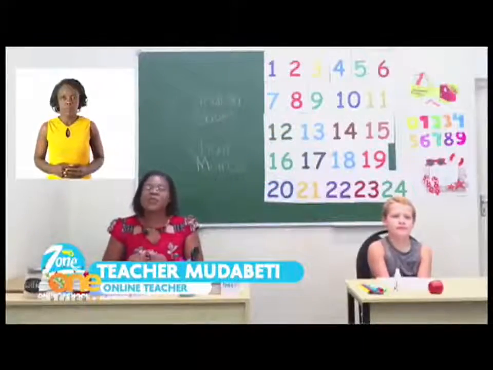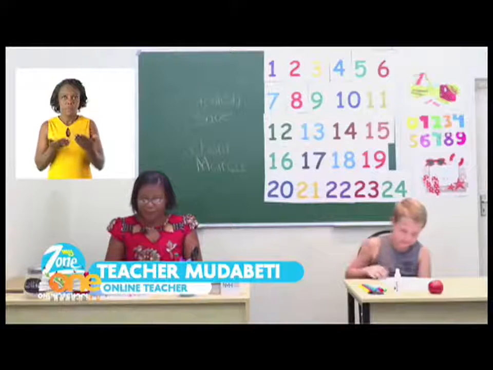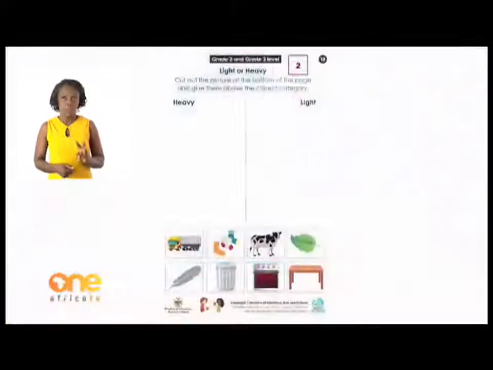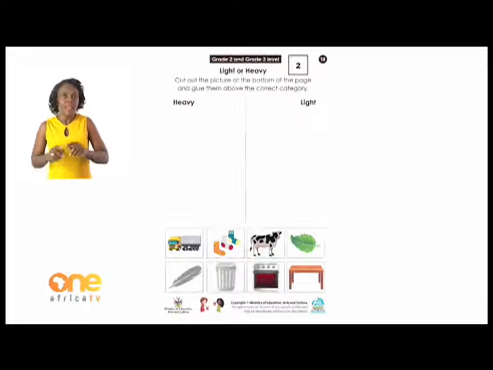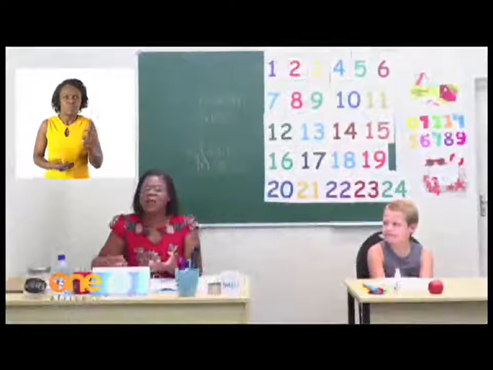Okay, children, let's go to page 13. All right. On page 13, we are going to identify the heavy objects and the light objects. Okay, before we start to identify and sort them out, we are first going to know what is heavy and what is light. Something which is light means it does not have much weight.